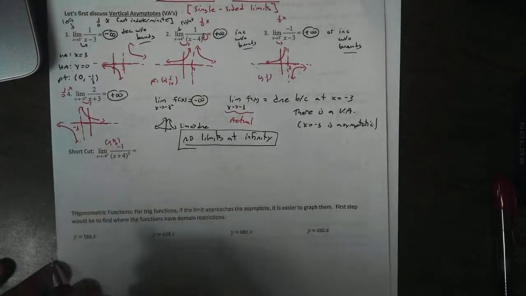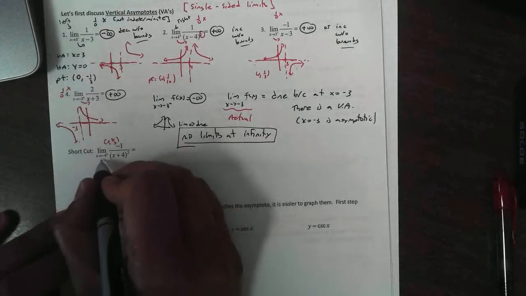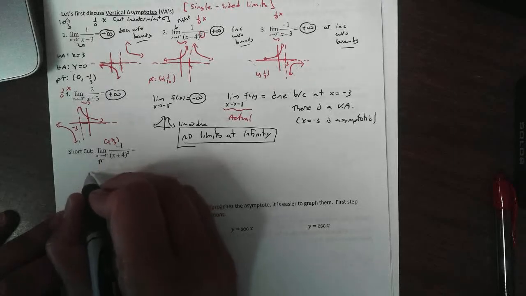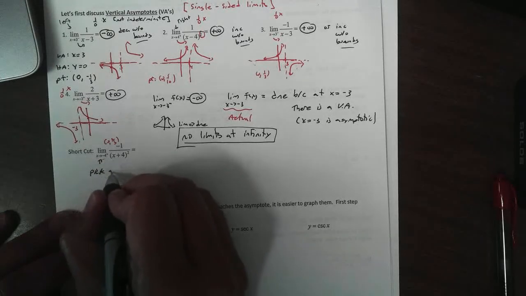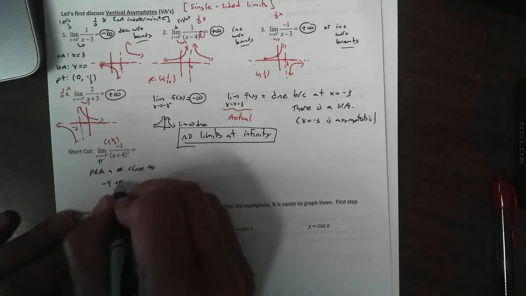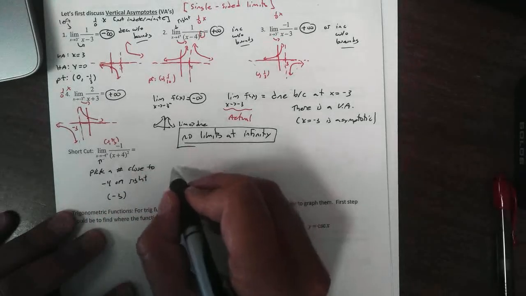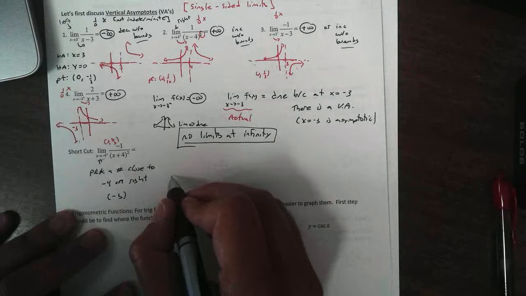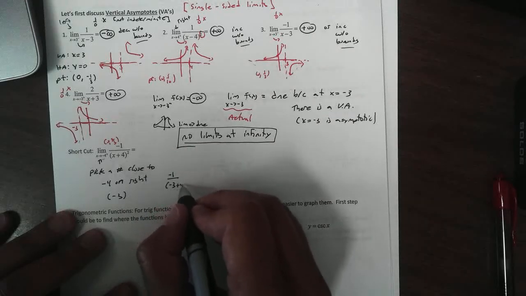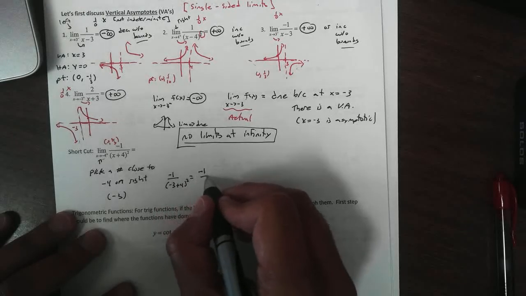Now there is kind of a shortcut we can do here, and it's not too bad to do. We can pick a value. This says I want to approach -4 from the right. So I can pick a number close to -4 on the right. Okay? I could pick -3. So if I plug that in, ready? I would get -1 over (-3 plus 4) squared. Now what's going to happen is this is going to give me a -1 over 1.